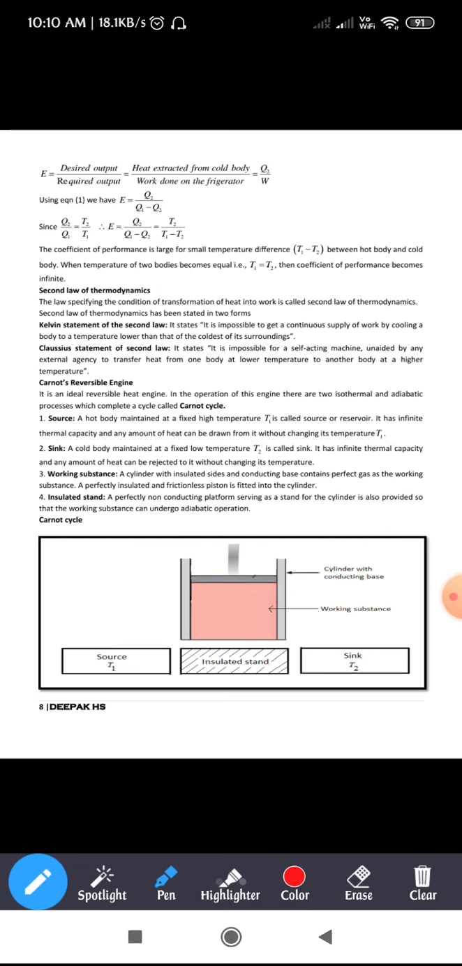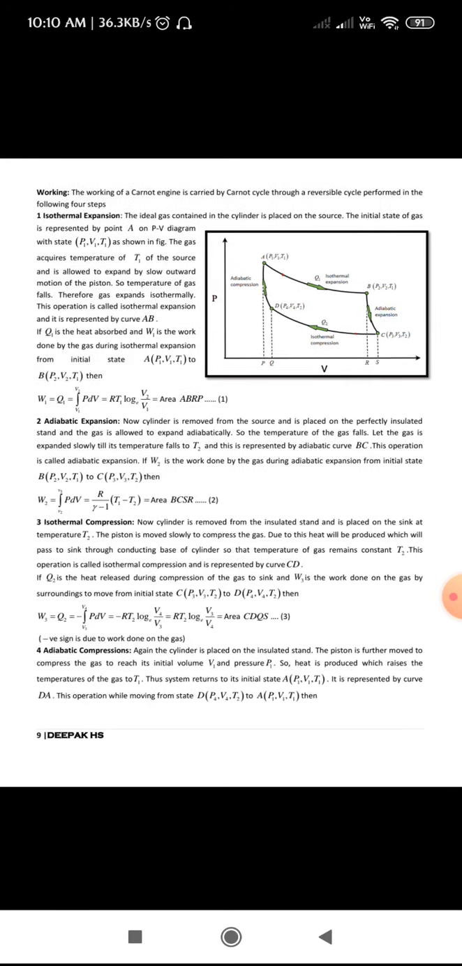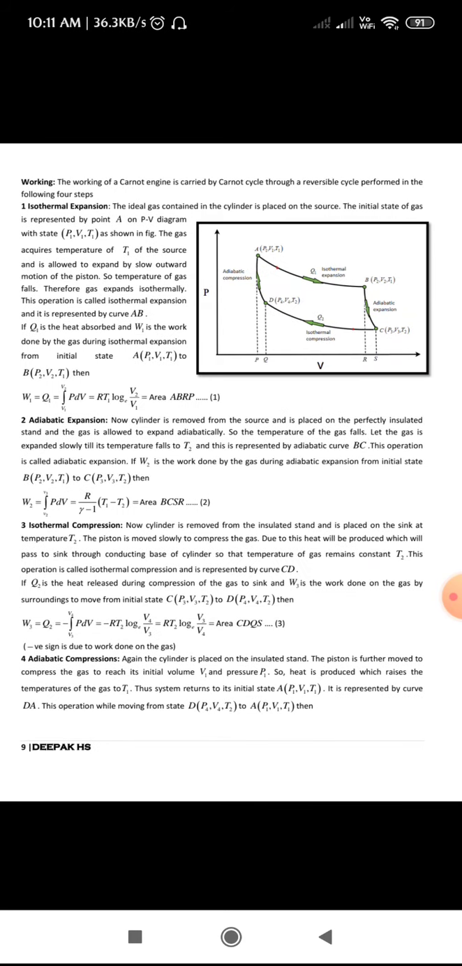Now we will start with how this Carnot's reversible engine works. As of now you know that the cylinder is placed on the insulated stand. The working of a Carnot engine is carried out by a Carnot cycle, a reversible cycle performed in the following four steps.